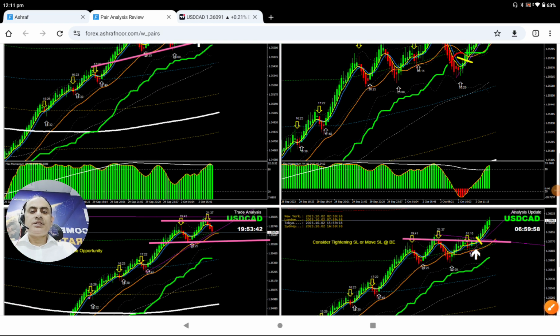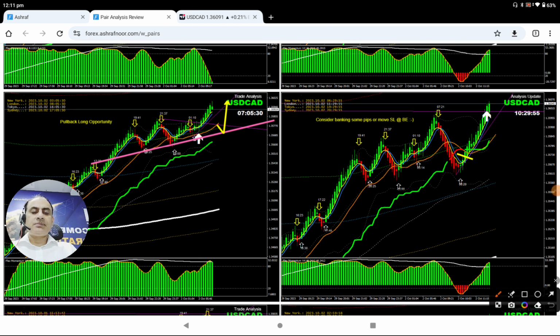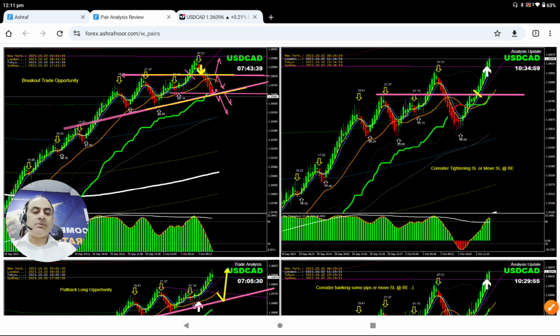Even in the London morning session, after banking a few pips, as I explained, my traders looked for another pullback. As you can see here, based on the analysis, we had another beautiful pullback. After this, once the price was at this level, most of the traders were asking if there's a possibility the market might shoot down. Then I did another analysis, as you can see here, helping my traders not to miss the opportunity.